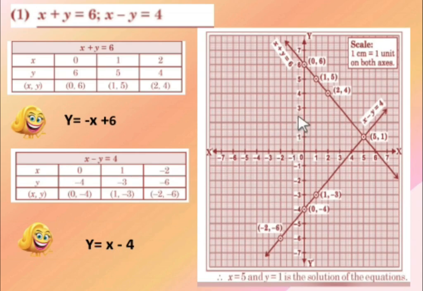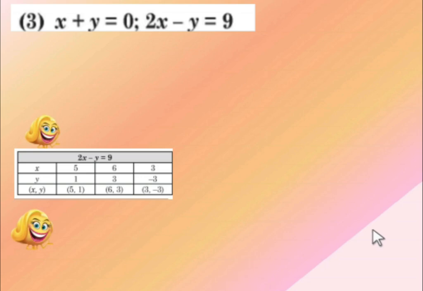Plot the points. You can see this graph. The point of intersection, 5, 1, is to be labeled. On the X axis, this equation is very important to be written. And this statement, x is equal to 5, y is equal to 1, is the solution of the given equations. Here, in the same way, to save time, I have given you the first table as it is.